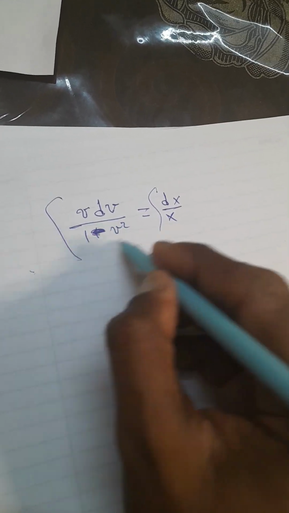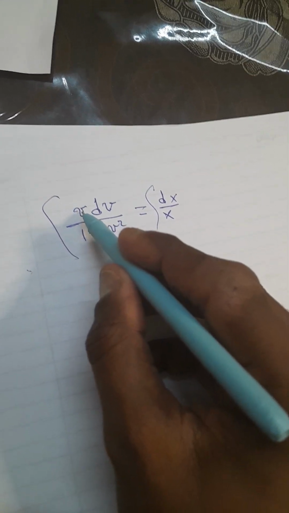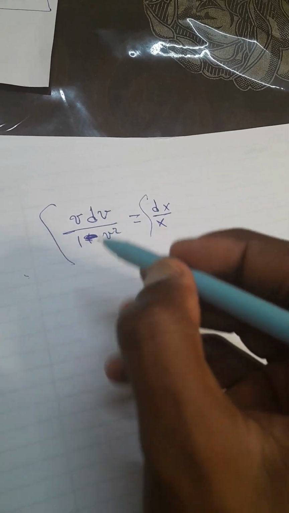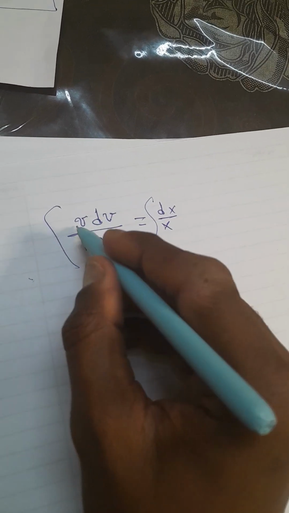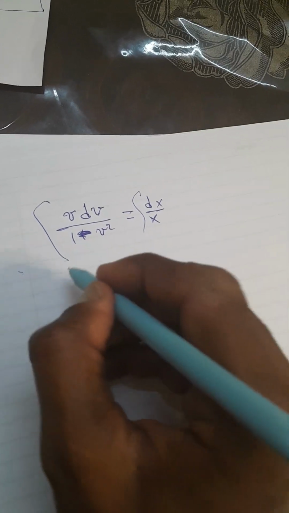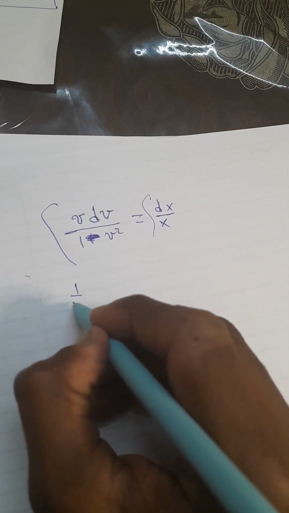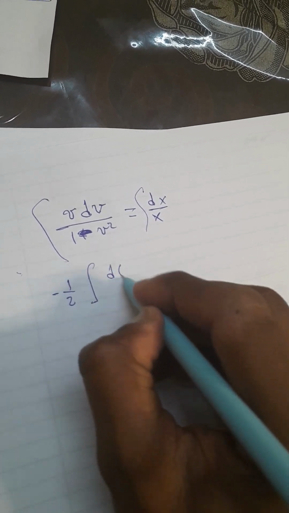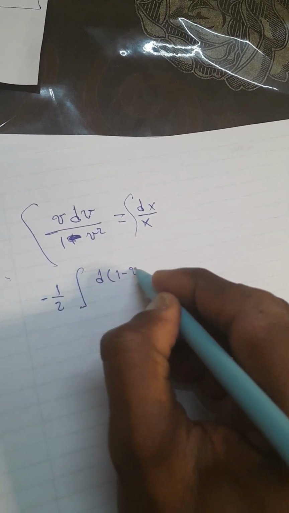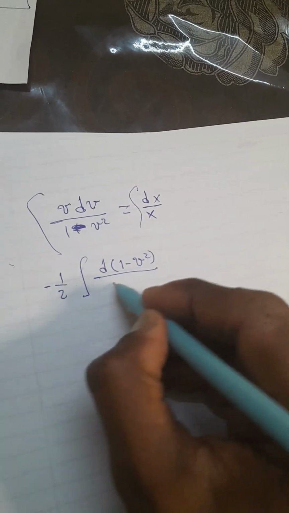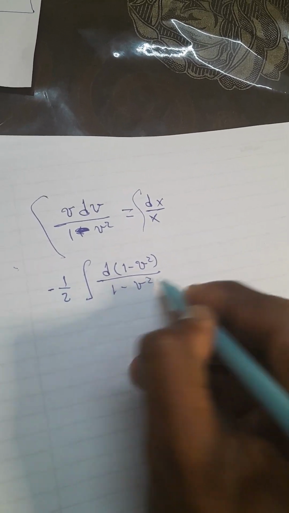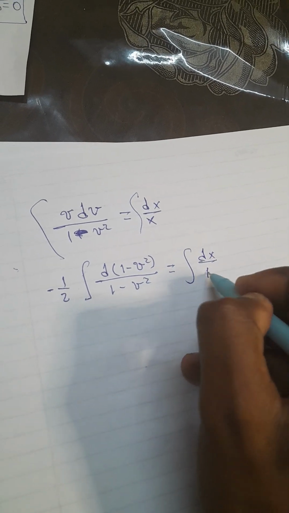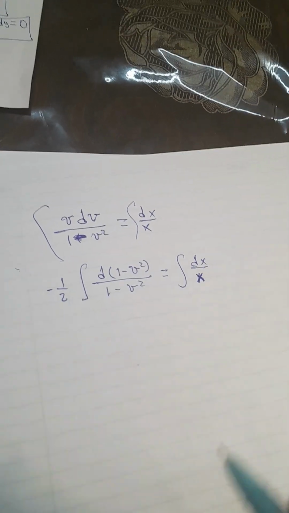If I differentiate this, I will get v, but the only problem is that I'll get minus 2v. So what you have to do is add minus 2 here and take minus 2. So you'll get 1 by 2, negative out, and this can be written in this form, 1 minus v squared, and here 1 minus v squared, equal to the integration of dx upon x.